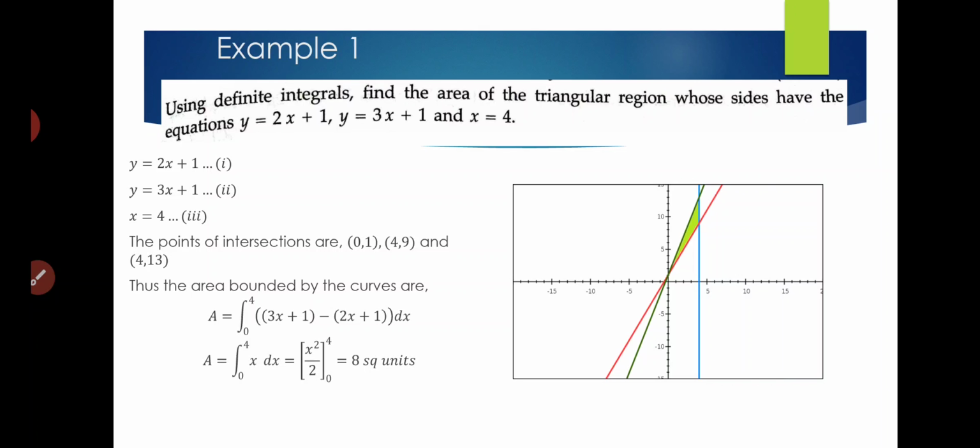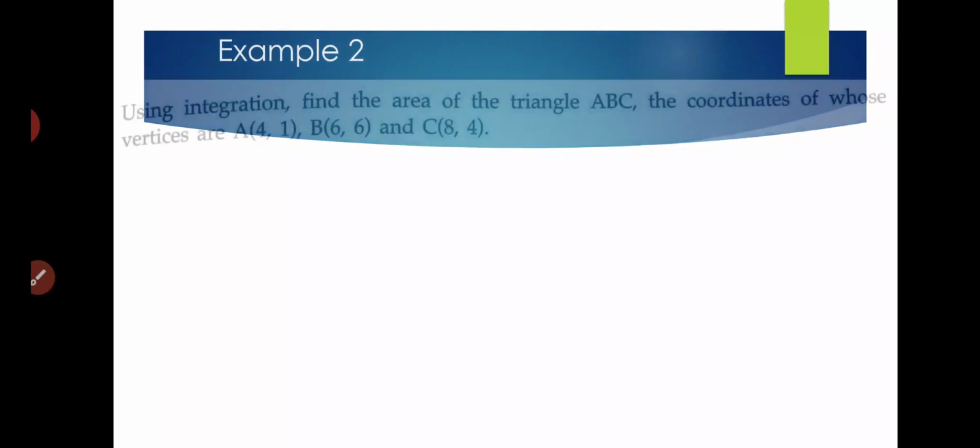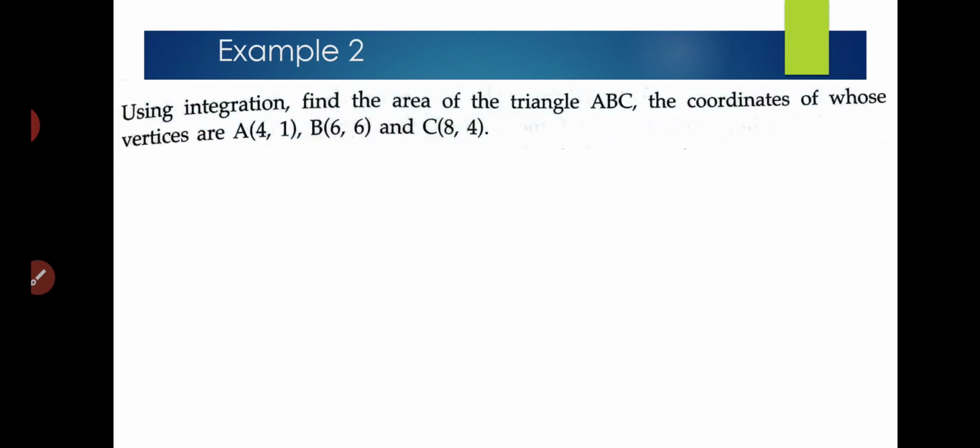Then let us move to example number 2. Example number 2, we have, using integration, find the area of the triangle ABC. The coordinates of the vertices are (4, 1), (6, 6) and (8, 4).